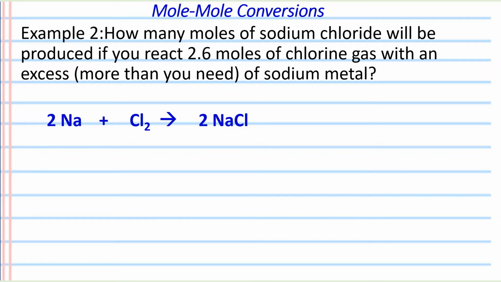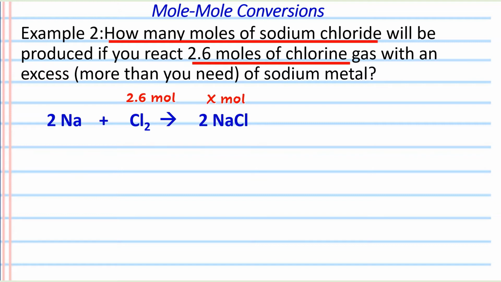This one says, how many moles of sodium chloride? So over the sodium chloride, which is on the product side, we're going to write X moles. And as we keep reading, it says, will be produced if you react 2.6 moles of chlorine gas. So over the chlorine, which will be on our reactant side, we're going to write 2.6 moles. And then as we continue to read, it says with an excess or more than you need of the sodium metal, which just is telling us that there's plenty of sodium, and we're going to use up all 2.6 moles of the chlorine before the reaction ends.